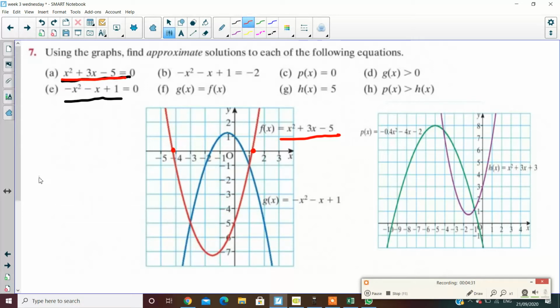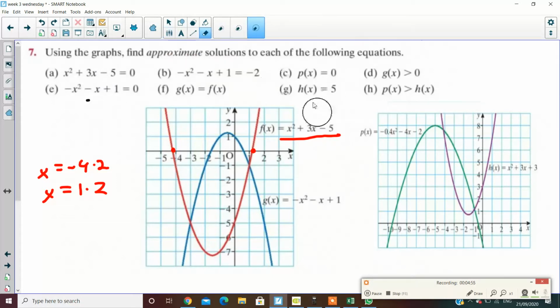Minus 4.2. And the other one? 1.1, 1.2-ish. What would happen if you did the minus b formula for that? You'd get roughly the same answers. Would that make sense? Approximate means it doesn't have to be completely accurate. Is that okay with you guys? Now, that's the first part done.